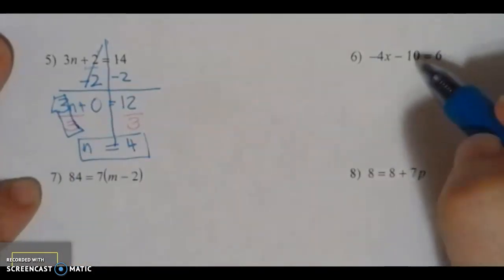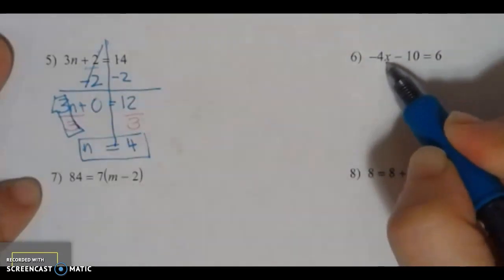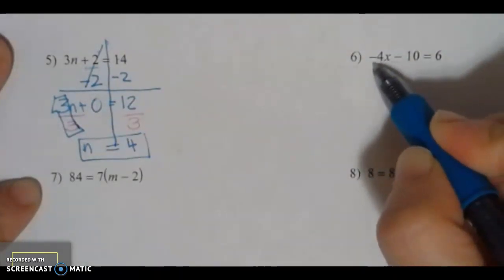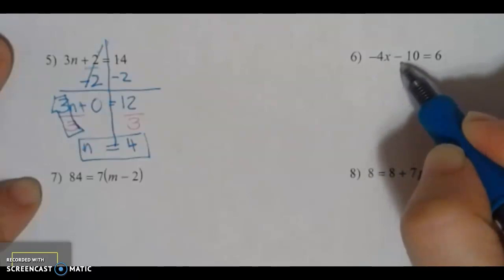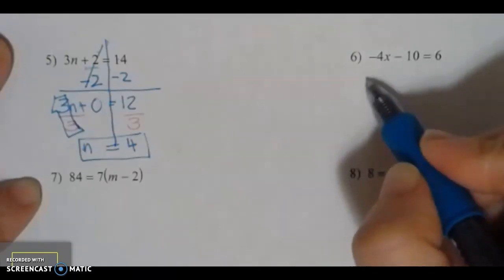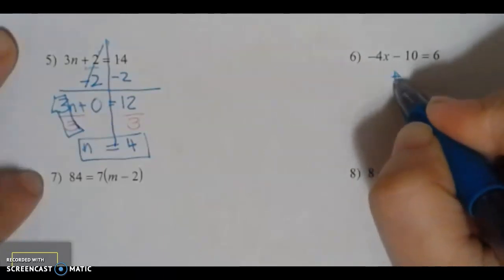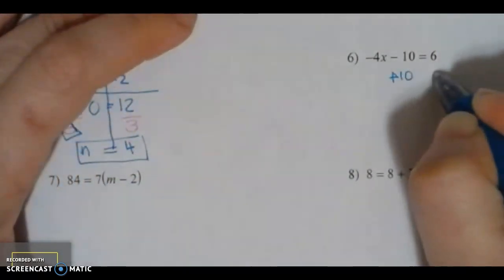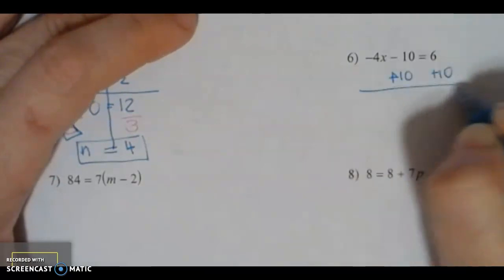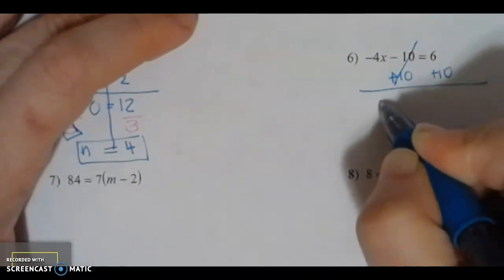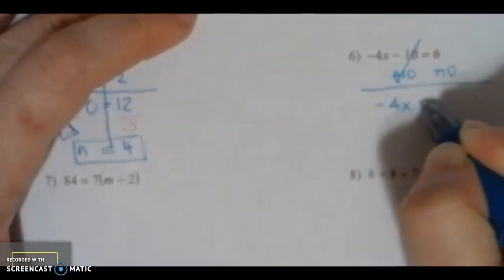Okay, let's do the next one. Okay, what is happening to x? X is being multiplied by negative 4 and then subtracted by 10. So the last thing that was done to x was subtract by 10. So I am going to undo subtract by 10 by adding 10 to both sides. That becomes 0 and you're left with negative 4x is equal to 6 plus 10 is 16.